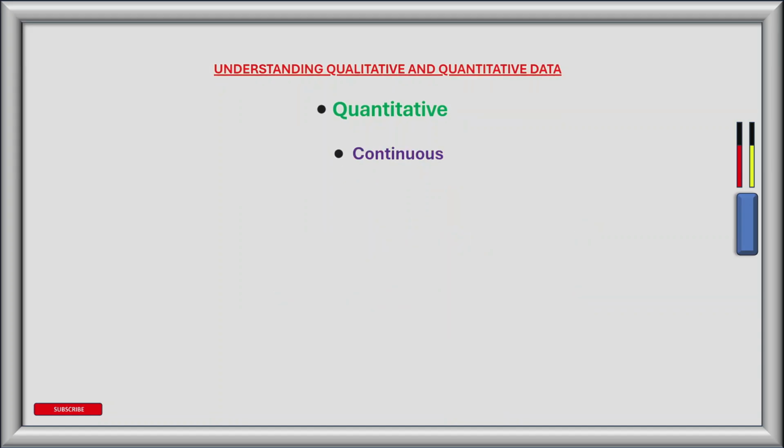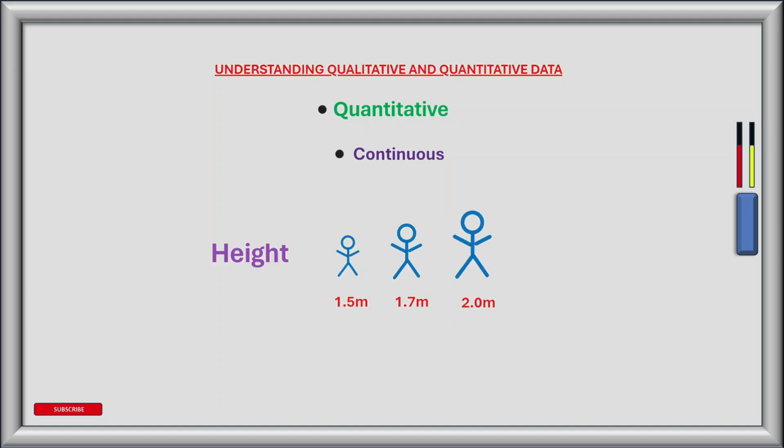Continuous data is data that we can obtain by measuring. And so this data can contain a fractional or decimal part. So for example, height is continuous data as we measure it, and it can contain a fractional part. So it can be any value.